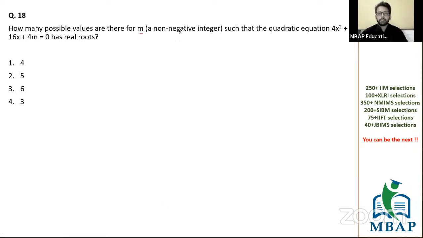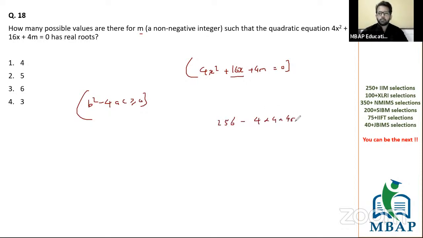For how many values of m, a non-negative integer, does the quadratic equation 4x squared plus 16x plus 4m equals 0 have a real root? We know the functionality of a real root in a quadratic equation. If you want a real root, then b squared minus 4ac should be more than or equal to 0. That's what I will do. 16 squared is 256 minus 4 times 4m should be more than or equal to 0. So this is 256 minus 64m should be more than or equal to 0. So 64m should be less than or equal to 256.